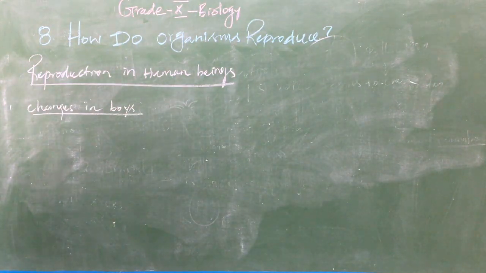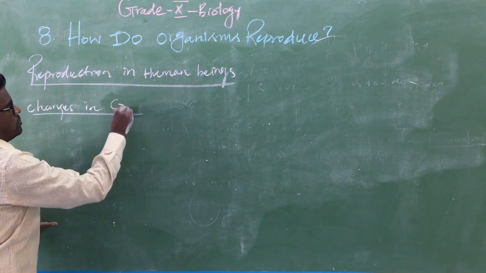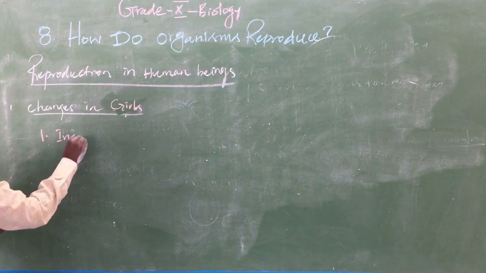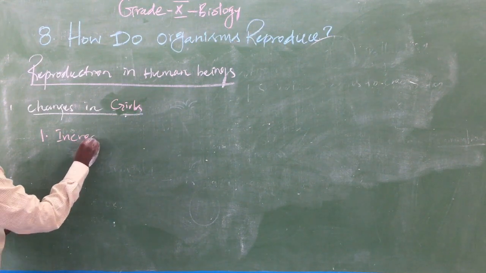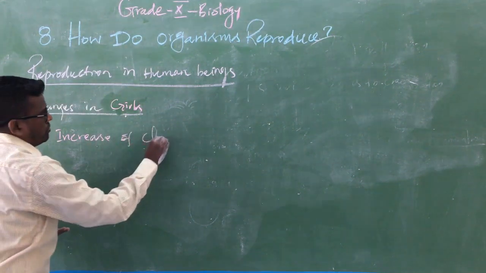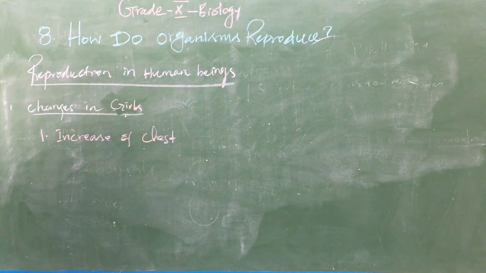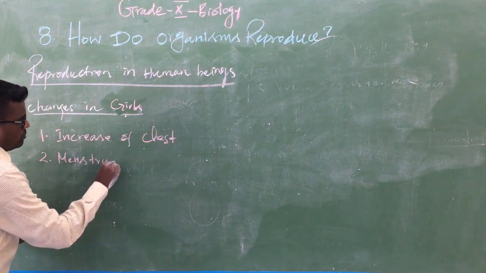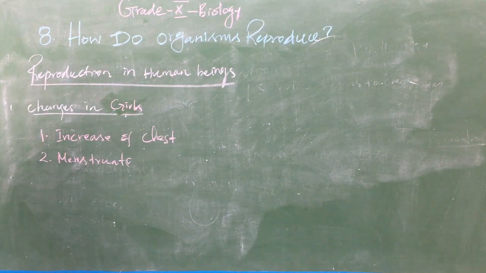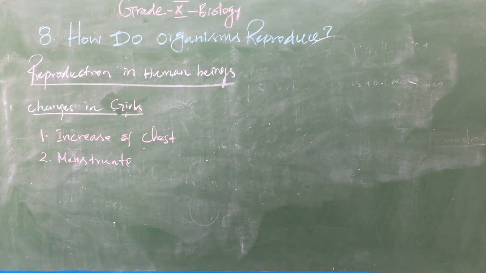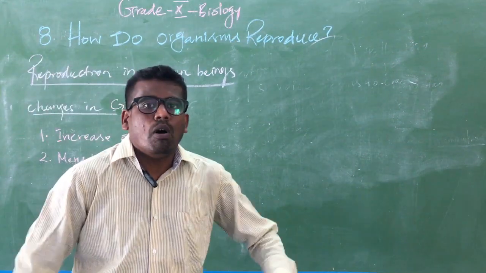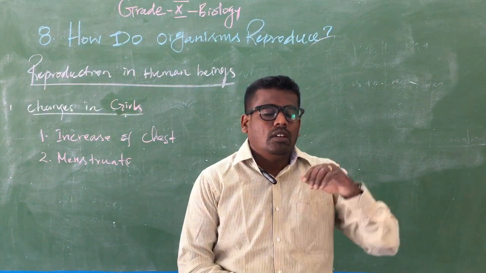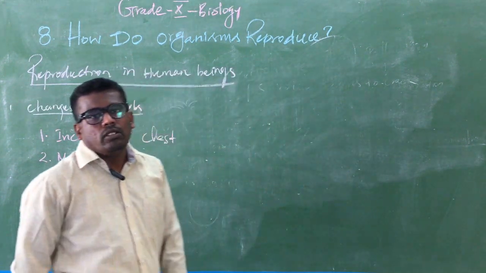The first change is an increase in the size of the chest. The second is that menstruation occurs. And the region below the waist, below the abdomen, becomes broader. So these are the changes that occur in girls.